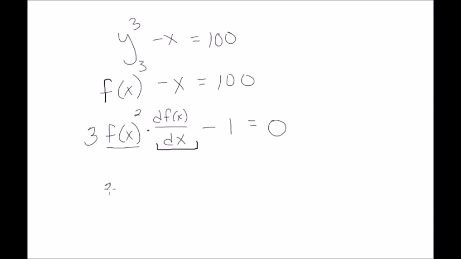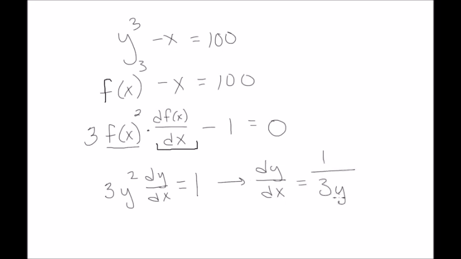I'll go ahead and switch back to speaking in terms of y. So this is dy dx equals 1. I'm now going to get the dy dx by itself. I get that dy dx is equal to 1 over 3y squared. And that's my final solution.